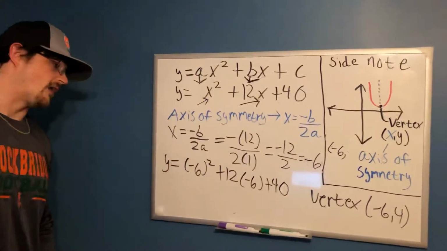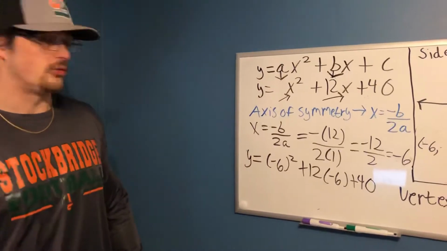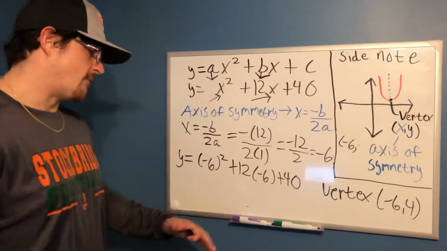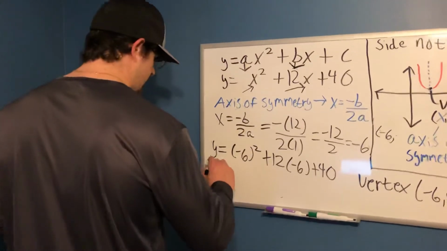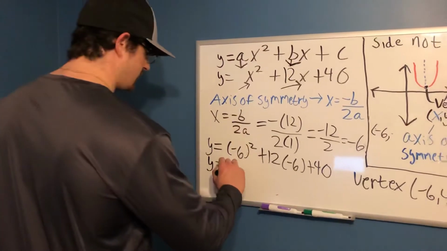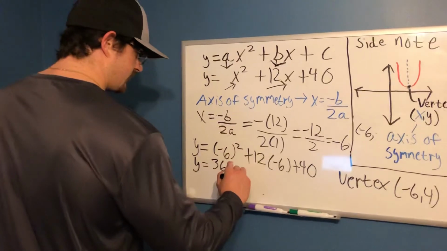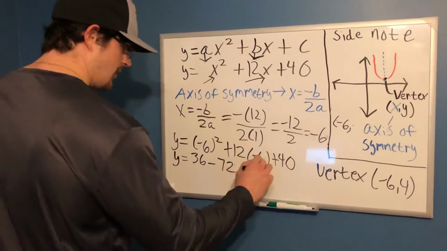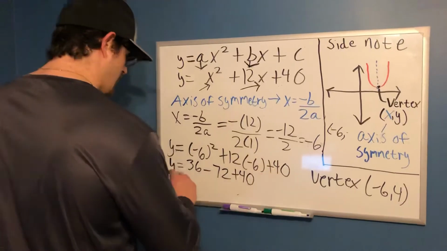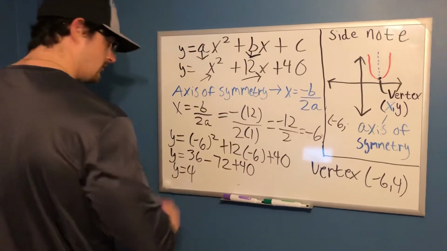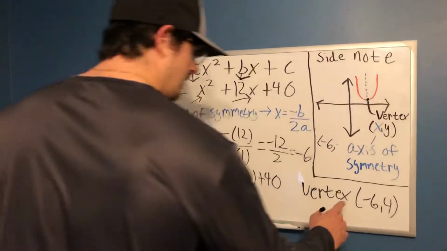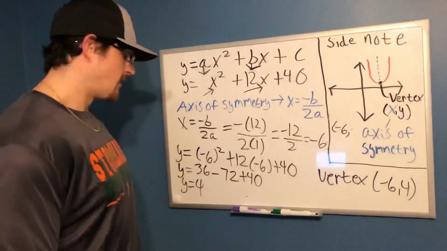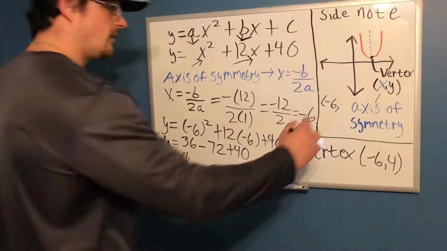If you've got a good scientific calculator, like the Casio ones we use in class or the Texas Instruments one, you can plug it in just like that. But to work it out, negative 6 times negative 6 is 36. 12 times negative 6 is negative 72, so minus 72, and then plus 40. What we get is 4. So our vertex is negative 6, 4. I already wrote that down from working this out earlier. That's our vertex for this problem.